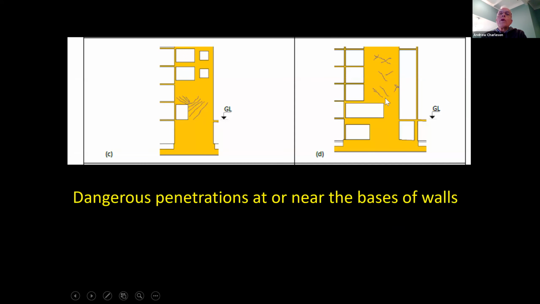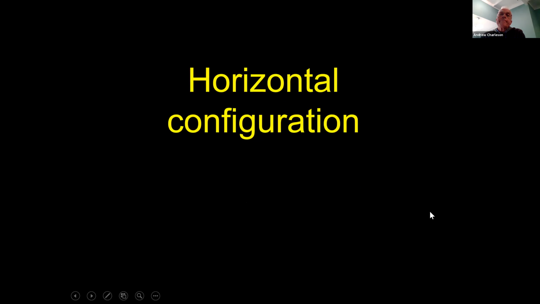But like here's a shear wall here. This is a building from Chile, actually. And look at this terrible penetration, weakening the wall. These penetrations just cause so much weakness to make these walls very dangerous. Look at that penetration. So be very careful with penetrations near the bases of any shear walls. Now onto horizontal configuration. A few comments about that.